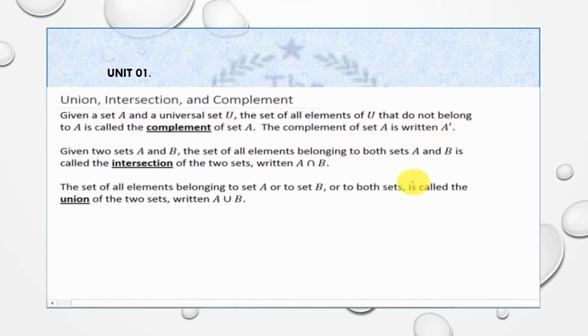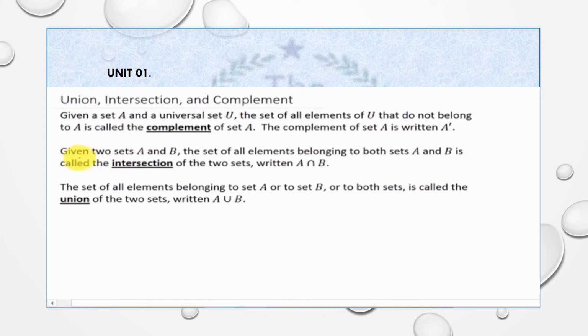Basically, if you have a universal set U and you have a set A, and A has some elements in it, every element that is not in A but is in the universal set, that's the complement of A. And I'm going to do some examples. I've got about 8 examples to work.